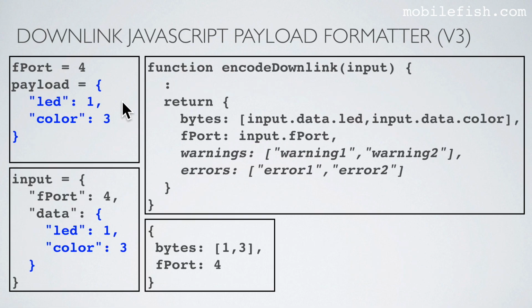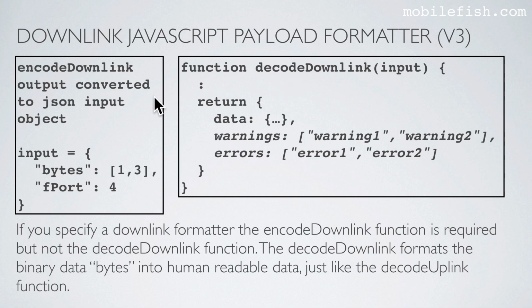To recap, the user creates this JSON payload and this FPort value. With this information, an input object is created. The encode downlink function has access to this input object. The return JavaScript object can have the following keys: bytes, FPort, warnings, and errors. In this example, the returned object is a JavaScript object. Using this example, it returns this JavaScript object. The JavaScript object is converted to a JSON input object, as you can see over here.